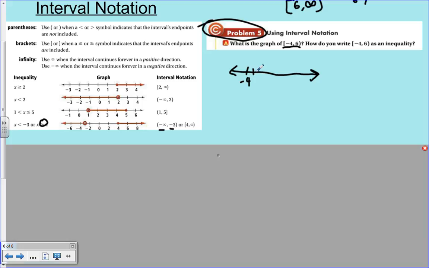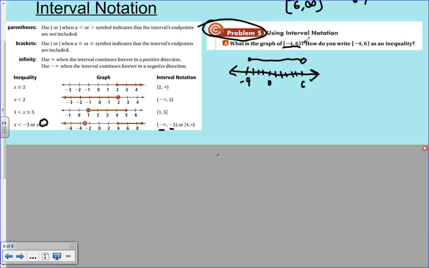We have negative 3, negative 2, negative 1. 0 would be right here. 1, 2, 3, 4, 5, 6 would be right there. So this is how it's going to be. We have a bracket to the left at the negative 4, so that's a closed circle. We have parentheses to the right at 6, so that's an open circle. And it has to be between those two. Those are the two ends. And that's what it would be.